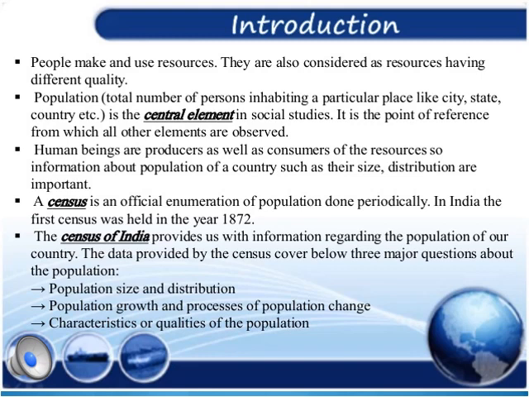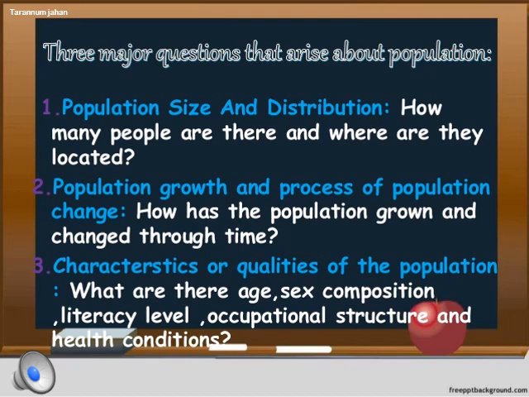So let's begin and find out the answers for the questions that have been arising in our mind. These are the three major questions: population size and distribution, about how many people are there and where they are located; population growth and the process of population change, how has the population grown and changed through time; and the characteristics or qualities of the population, what are the age, sex composition, literacy level, occupational structure, and the health condition. So let's begin and find out the solution for these questions.